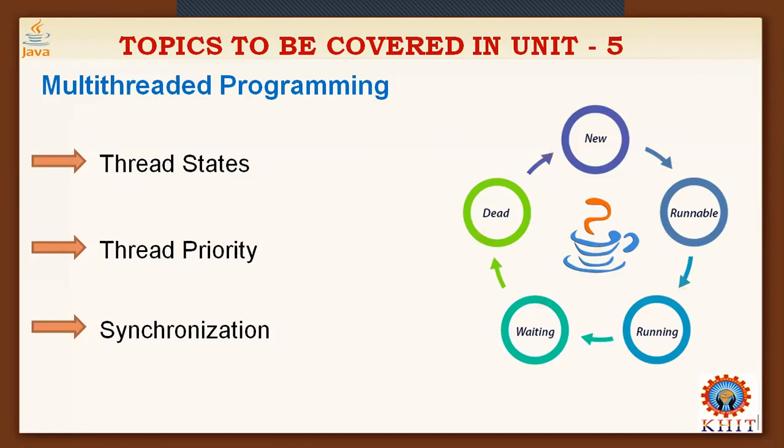Second topic is thread priority. Thread priority is nothing but giving one integer value to the thread. During execution, it may be treated specially compared with the other threads, based on priority.